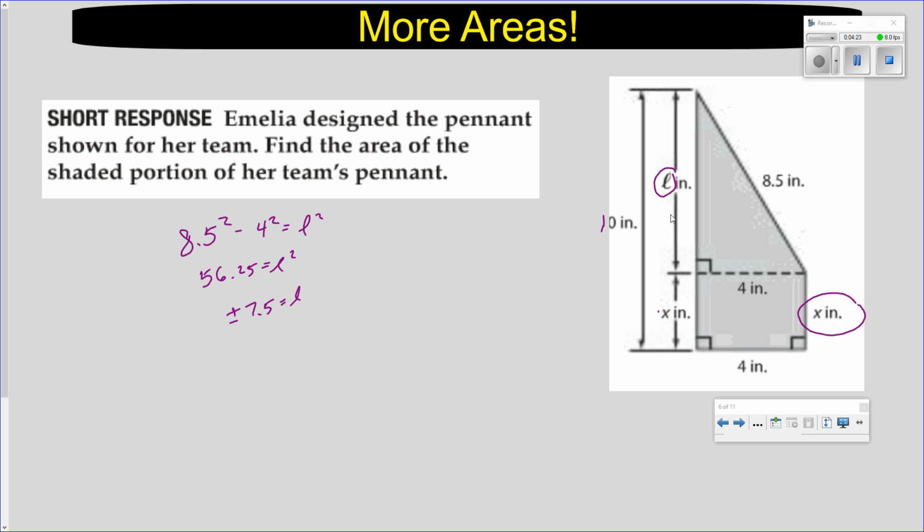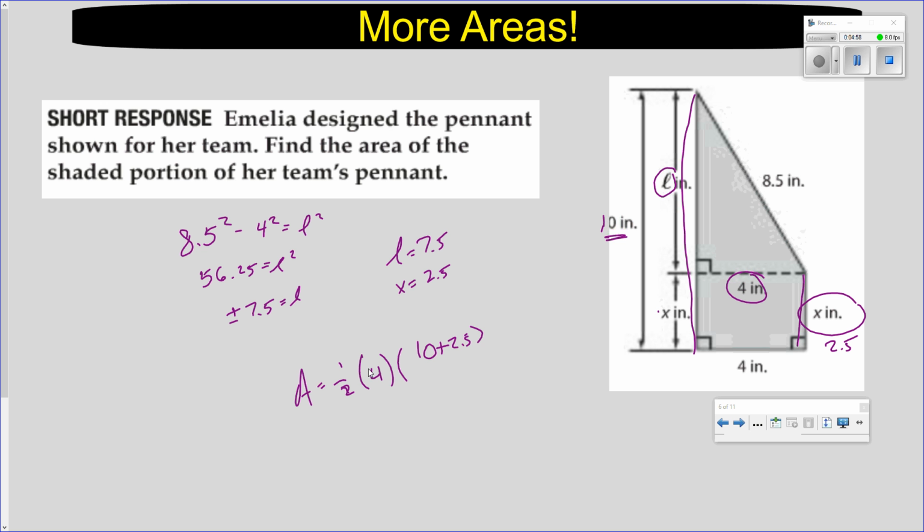Now I got to think about this. Could this possibly be a negative 7.5 inches? No. You can't measure anything in negative 7.5 inches. So L has to be 7.5, which means that X has to be 2.5, because remember, together they add up to 10. So now I can go back to the formula for the trapezoid. Here's base number 1. That's 10. Base number 2 we now know is 2.5, and I have my height. So area is 1/2 the height, 4, times the sum of the bases, 10 plus 2.5.